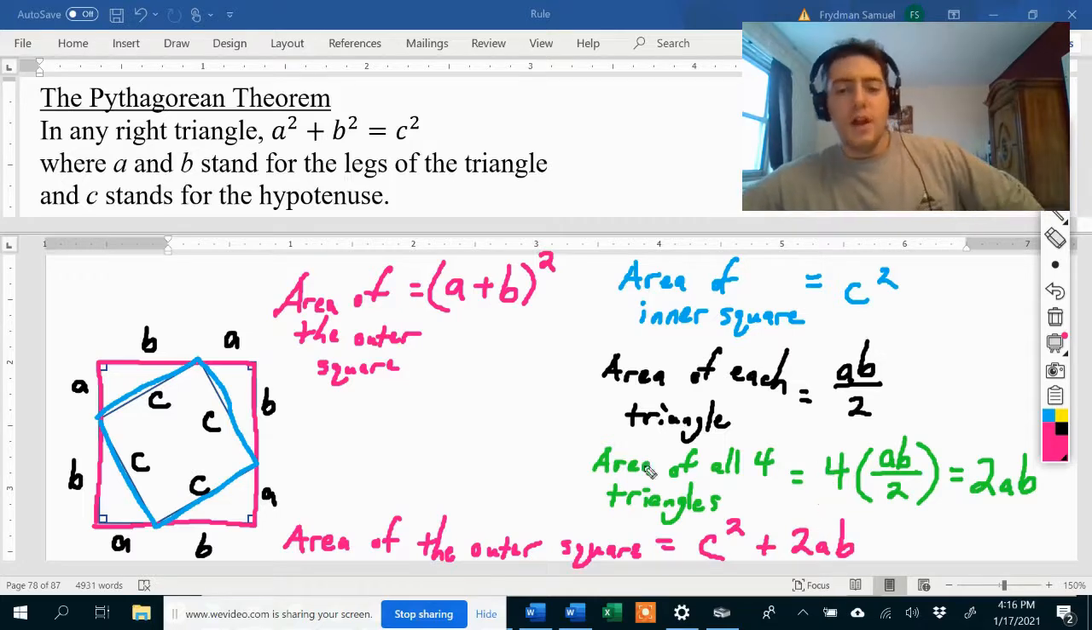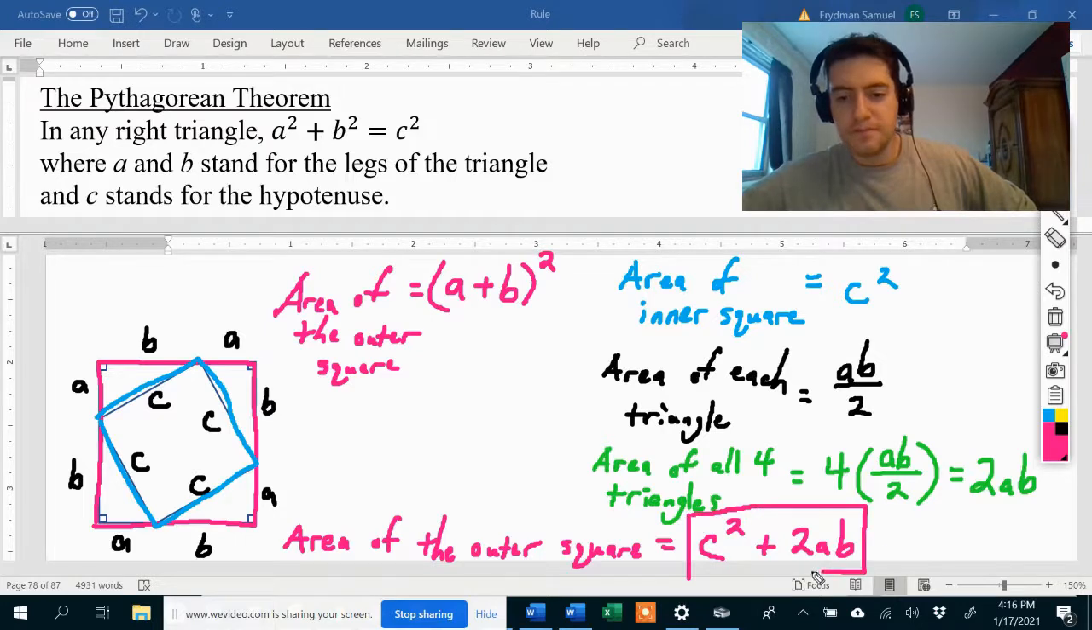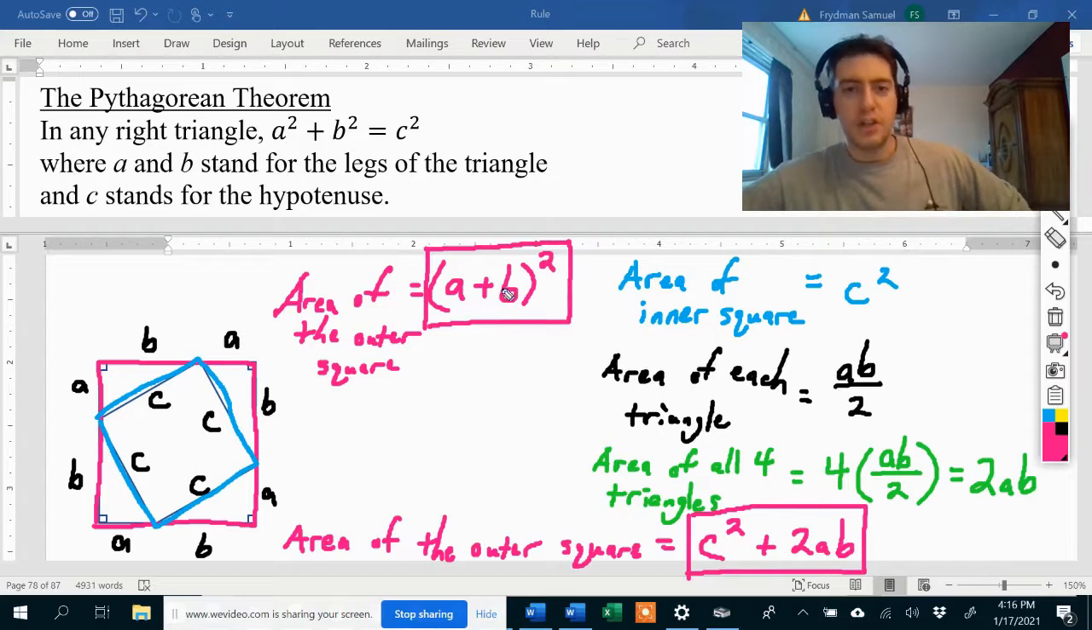Okay? Now, what is the relationship between this expression and this expression? Well, this expression represents the area of the outer square. But wait a minute, this expression also represents the area of the outer square. And therefore, these 2 expressions must be equal to each other.